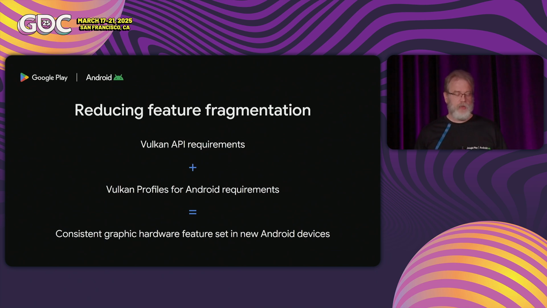And we've gotten significant developer feedback on concerns of GPU feature fragmentation in the ecosystem. Now, we can't change the hardware that's already out in the world, but we are aggressively working to reduce this with each new Android release. Two steps we're taking to address feature fragmentation include those Vulkan API requirements for new devices that I just mentioned. We've also introduced something called Vulkan Profiles for Android.